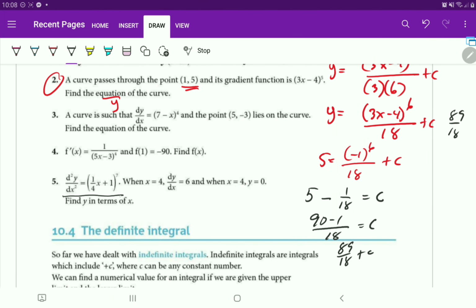So for this one, guys, what you need to do is to take the integral of this. Then you're going to get this result, the second derivative, plug in the value of 6 and x. Then you will get the dy dx function. And integrate that again for you to be able to get the y. Plug in this one to find the c.